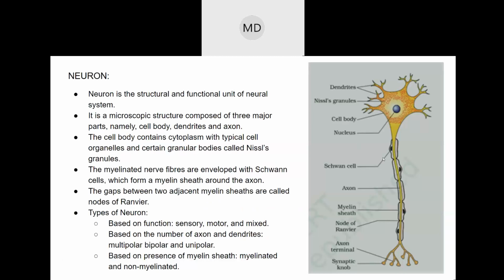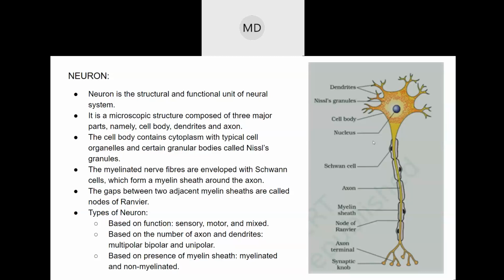This is the structure of a nerve cell. Many nerve cells together form the fiber. These nerve cells may make up the peripheral nervous system, the nerve fibers. This is the structure and functional unit of the neural system.